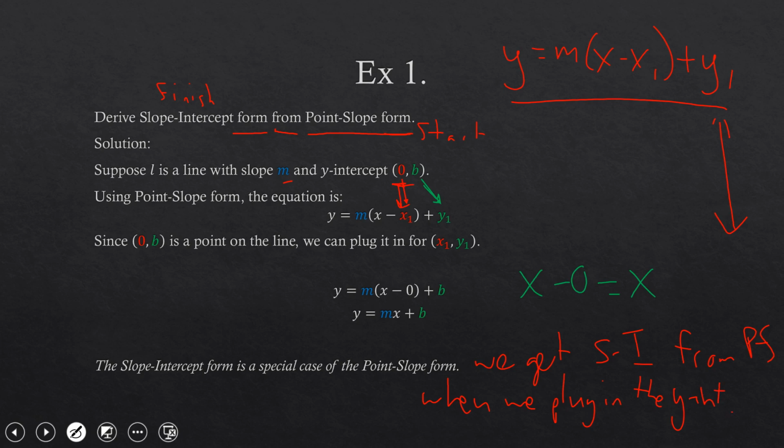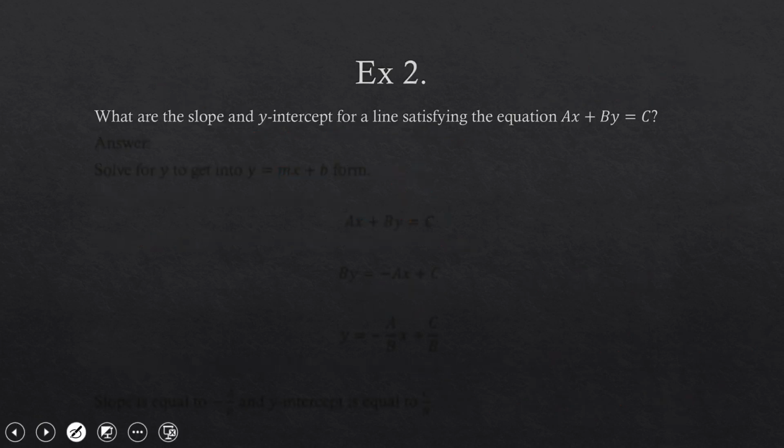All right. Okay, let's look at another example. What are the slope and y-intercept for a line satisfying the equation ax plus by equals c? So hopefully you recognize that this here is our standard or general form for a line. Standard form. And given the standard form, what is the slope of that line using a, b, or c? And what is the y-intercept using a, b, or c?